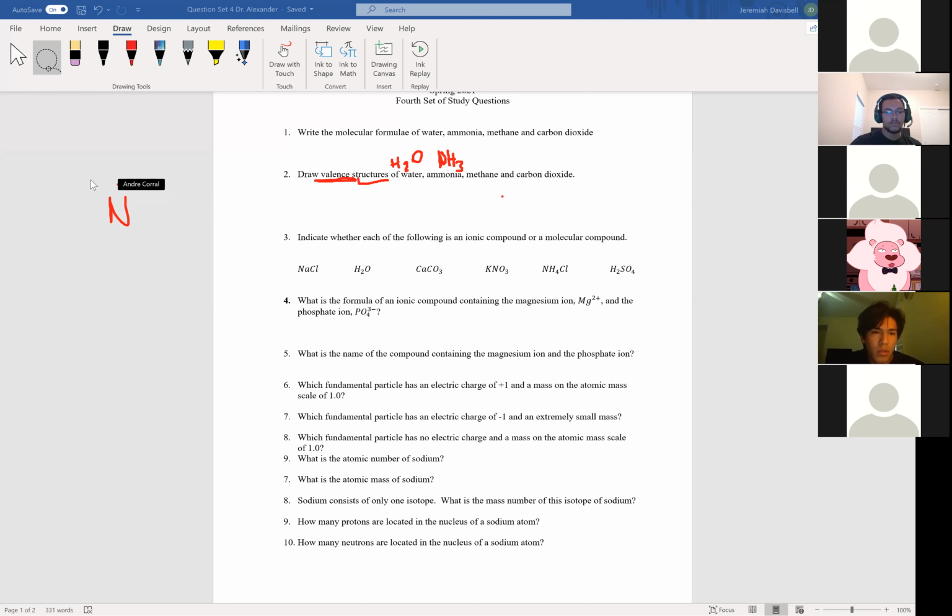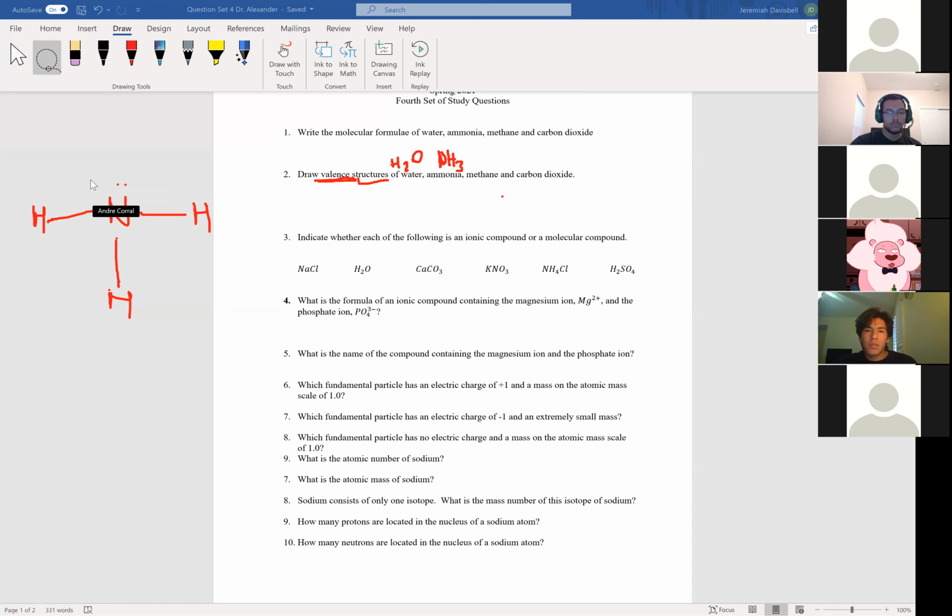So remember, you want to cover each side first. So 1, 2, 3, 4, and then 5. Now let's put some hydrogens around it. We know there's going to be 3. You can write 1 over here and 1 over here. Hydrogen just has 1 on its valence shell, so just put 1 dot. Then you can make your bonds right here and connect your dots right there, right?